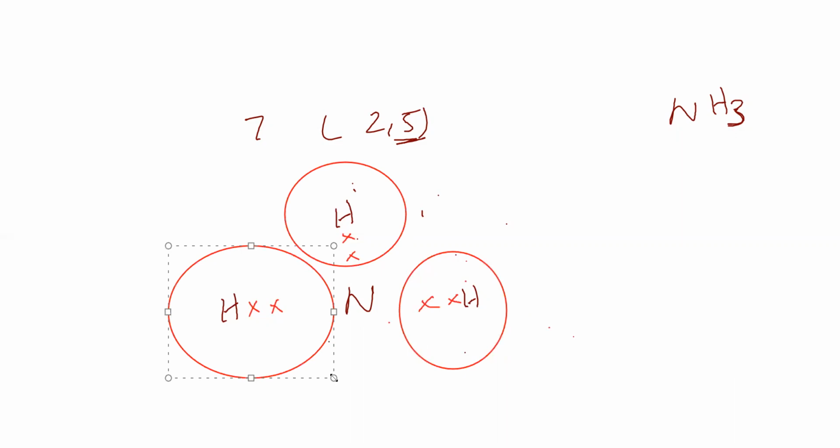But nitrogen totally has how many? Totally 5. I have put 3, then the extra 2 is coming here. So is it satisfied is my question. Is the sharing satisfied for nitrogen also?